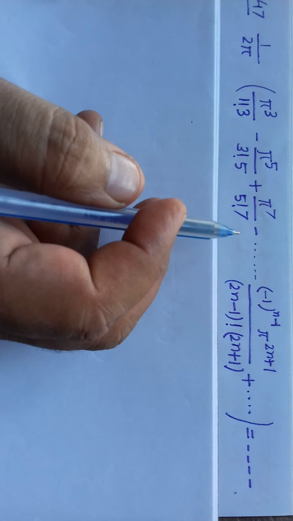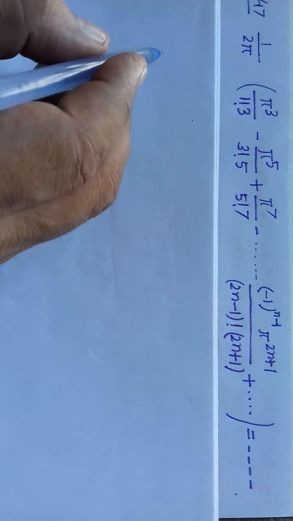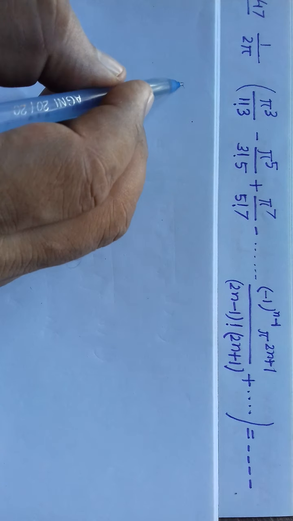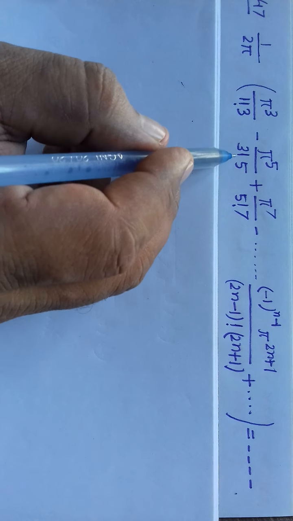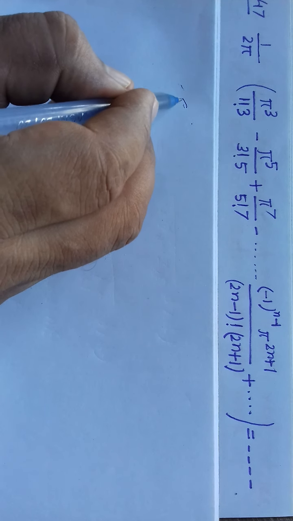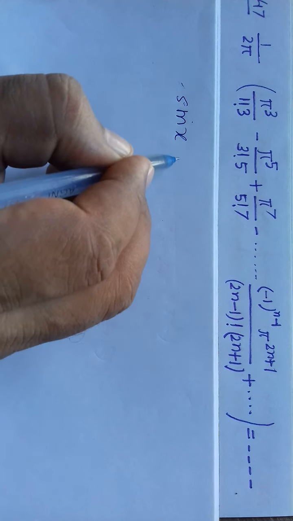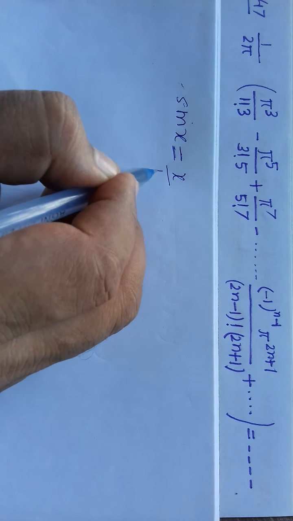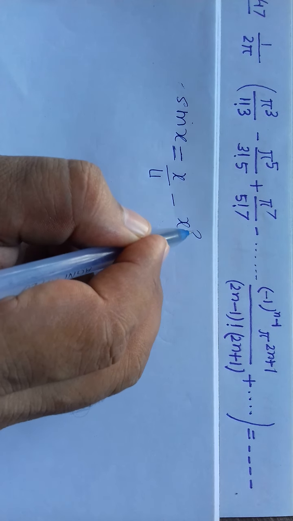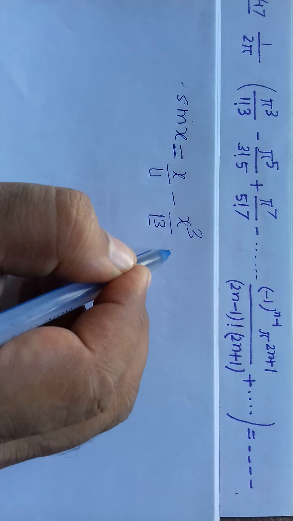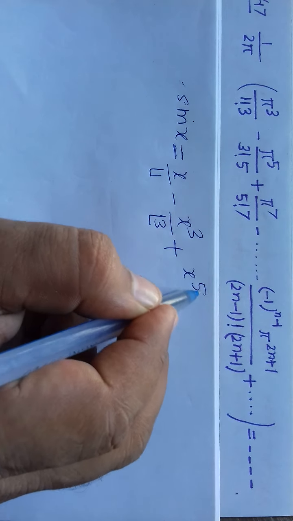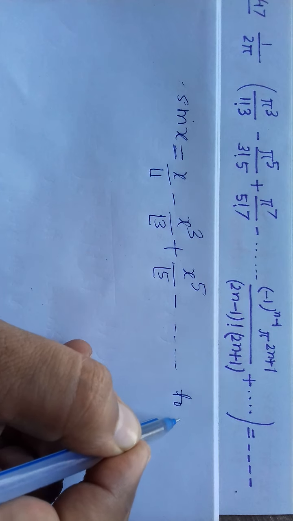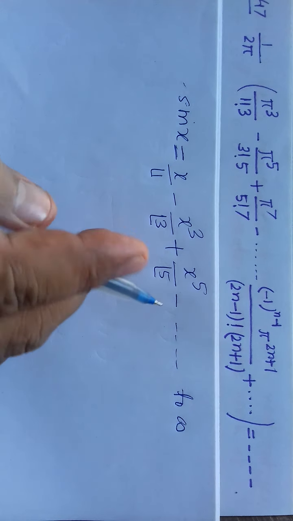Here is a series whose value we have to find. You see that factorial 1, factorial 3, factorial 5. These factorials you see in the series of sin x: x by factorial 1 minus x cube by factorial 3 plus x to the power 5 by factorial 5 minus dot dot dot to infinity. Now, but there is a difference.